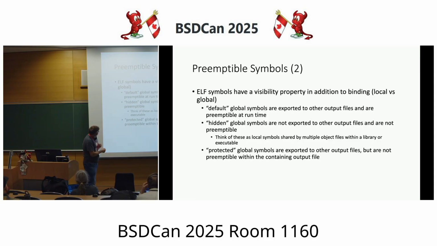And then one that I haven't seen used very much is a visibility type called protected. Protected is kind of a mix of these two. Other shared libraries can reference protected symbols, but inside your shared library, you always access it directly without going through the GOT.